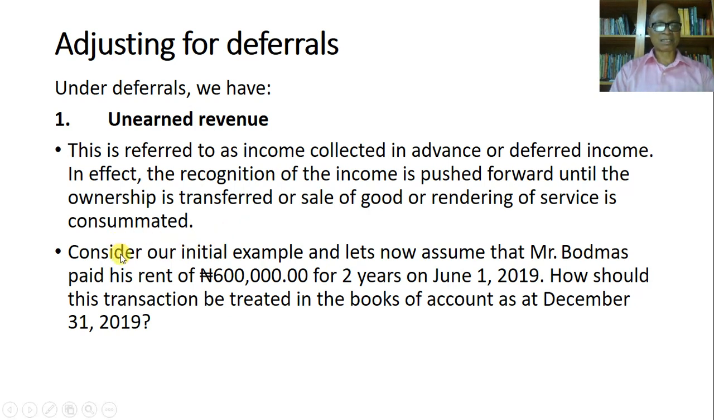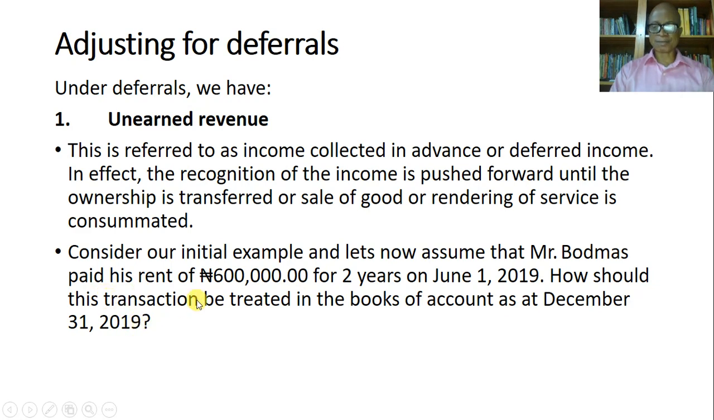Now let's look at the example that we took earlier on. Consider our initial example, and let's now assume that Mr. Bodmus paid his rent of 600,000 for 2 years on June 1, 2019. Please take note of this date, June 1, 2019. How should this transaction be treated in the books of accounts as at December 31, 2019?